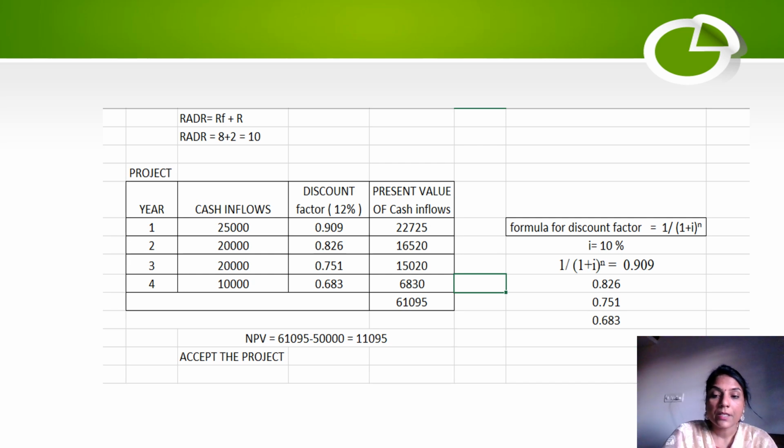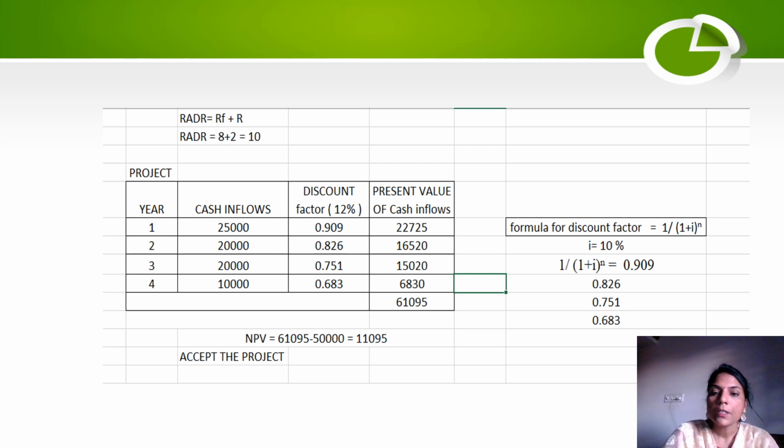But in this, as it is the RADR approach, we will be looking into the investment through the RADR approach. So we will be calculating both the risk-free rate of return plus the risky return. So here the discount factor we will be taking is 12%. Now this is the formula for the discounting factor.